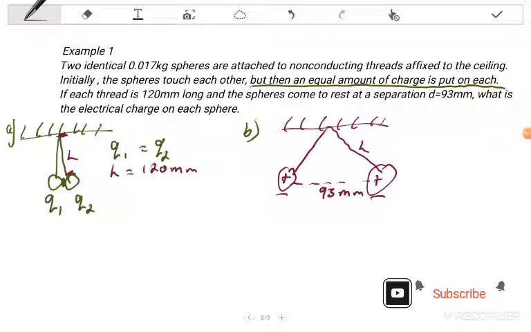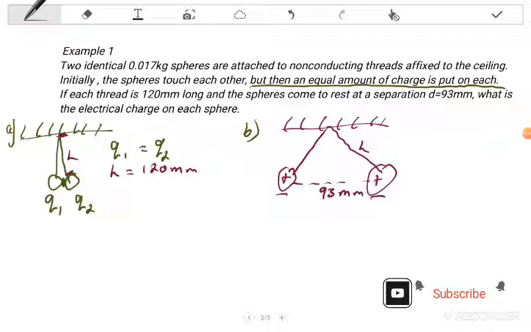Now we get to the question: what is the electrical charge on each sphere? We have to calculate the charge on each sphere that will cause them to separate by this distance after they touched each other. So now we're going to start with Newton's law. As I told you earlier, we're going to use Newton's law and Coulomb's law at the same time, starting with Newton's law.